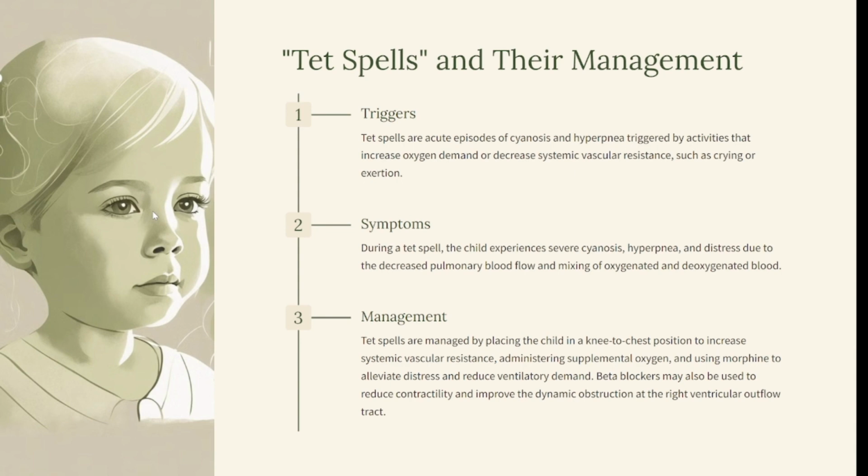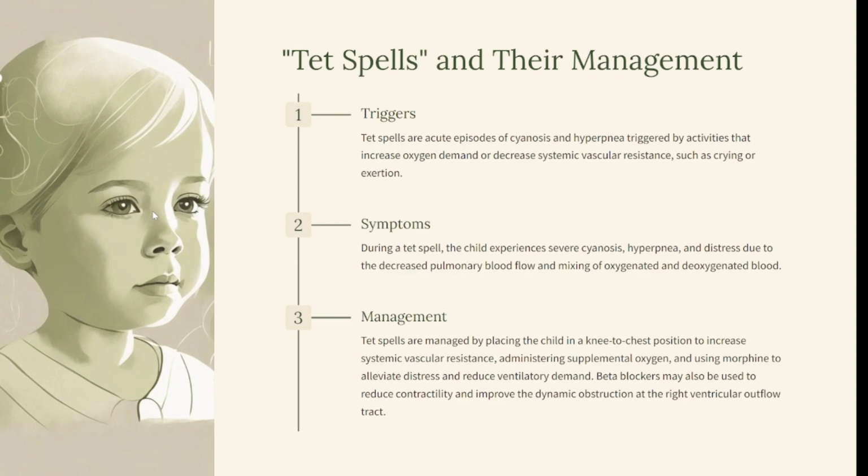Question 3. How is Tetralogy of Fallot definitively diagnosed? The definitive diagnosis of Tetralogy of Fallot is made using echocardiography, which visualizes the 4 key features of the condition: VSD, pulmonary stenosis, right ventricular hypertrophy, and the overriding aorta. Additionally, a chest X-ray showing a boot-shaped heart due to right ventricular hypertrophy and echocardiographic findings support the diagnosis.